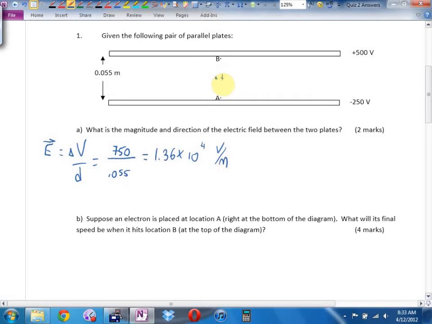There's a little positive right there. Electric field direction asks, which way would a positive want to move if it could? Which way would it want to move?